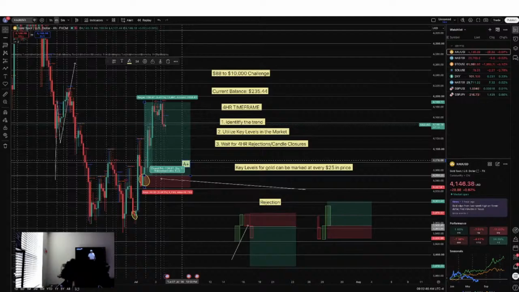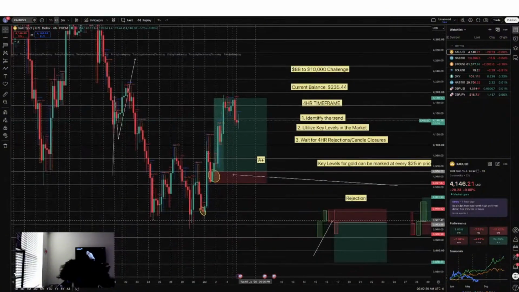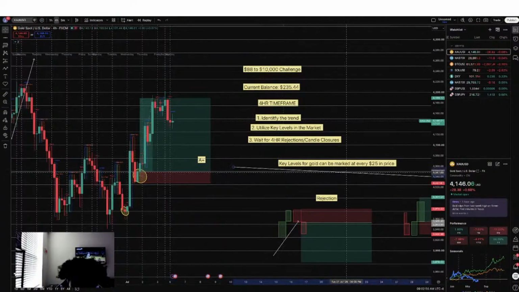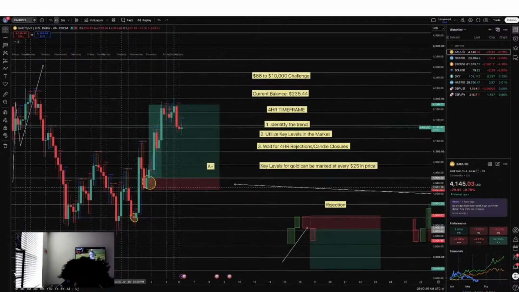This is what you 100% want to see. This is the strategy that I'm teaching and showing you guys right now. You have the structure, which is a buy that flipped bullish. Then you utilize the key level. We have this key level right here.